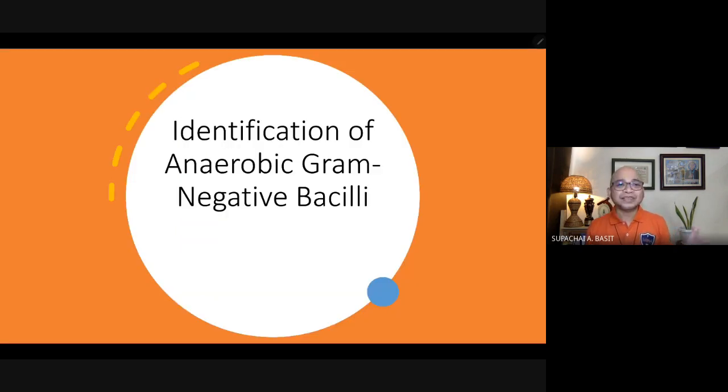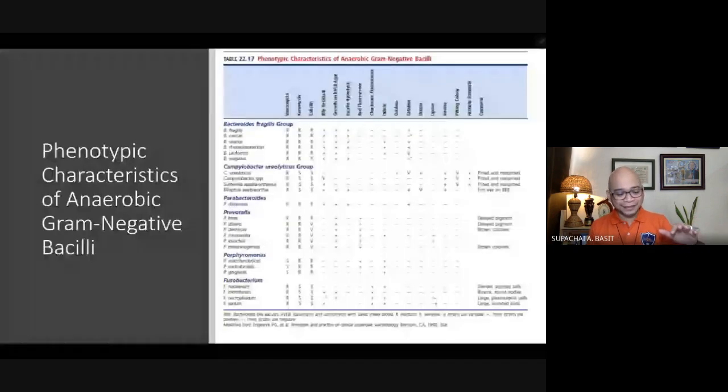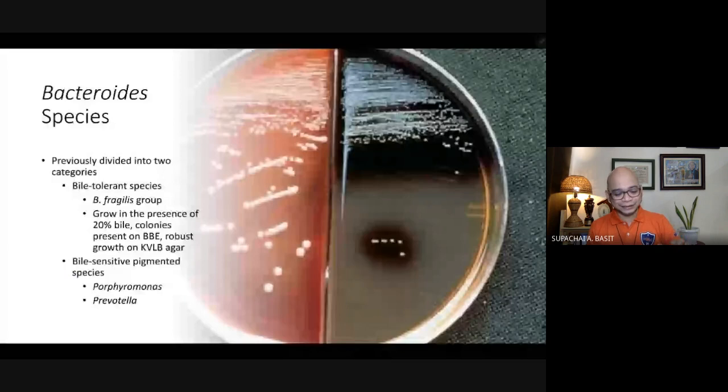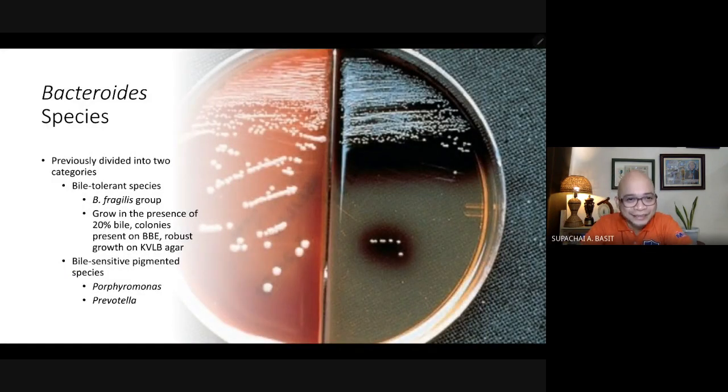Now let's talk about identification of anaerobic gram-negative bacilli. Under this, we have the Bacteroides fragilis, Campylobacter ureolyticus, Parabacteroides, Prevotella, Porphyromonas, and Fusobacterium. So let's talk about the Bacteroides. Species are divided into two categories: those that are considered bile tolerant and those that are considered bile sensitive pigmented species. Those that are bile tolerant are the Bacteroides fragilis group because they can grow in the presence of 20% bile.